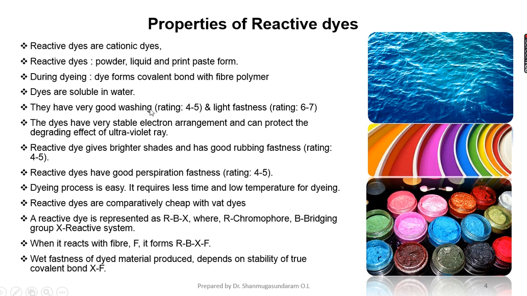It has good washing fastness, rating between 4 and 5. Light fastness has a rating of 6 to 7. The dyes have a very stable electron arrangement and can protect against the degradation effect of ultraviolet rays. That is the reason why it has good light fastness. Reactive dyes give brighter shades and have good rubbing fastness, rating between 4 and 5. Reactive dyes have good perspiration fastness. It also has a rating between 4 and 5.